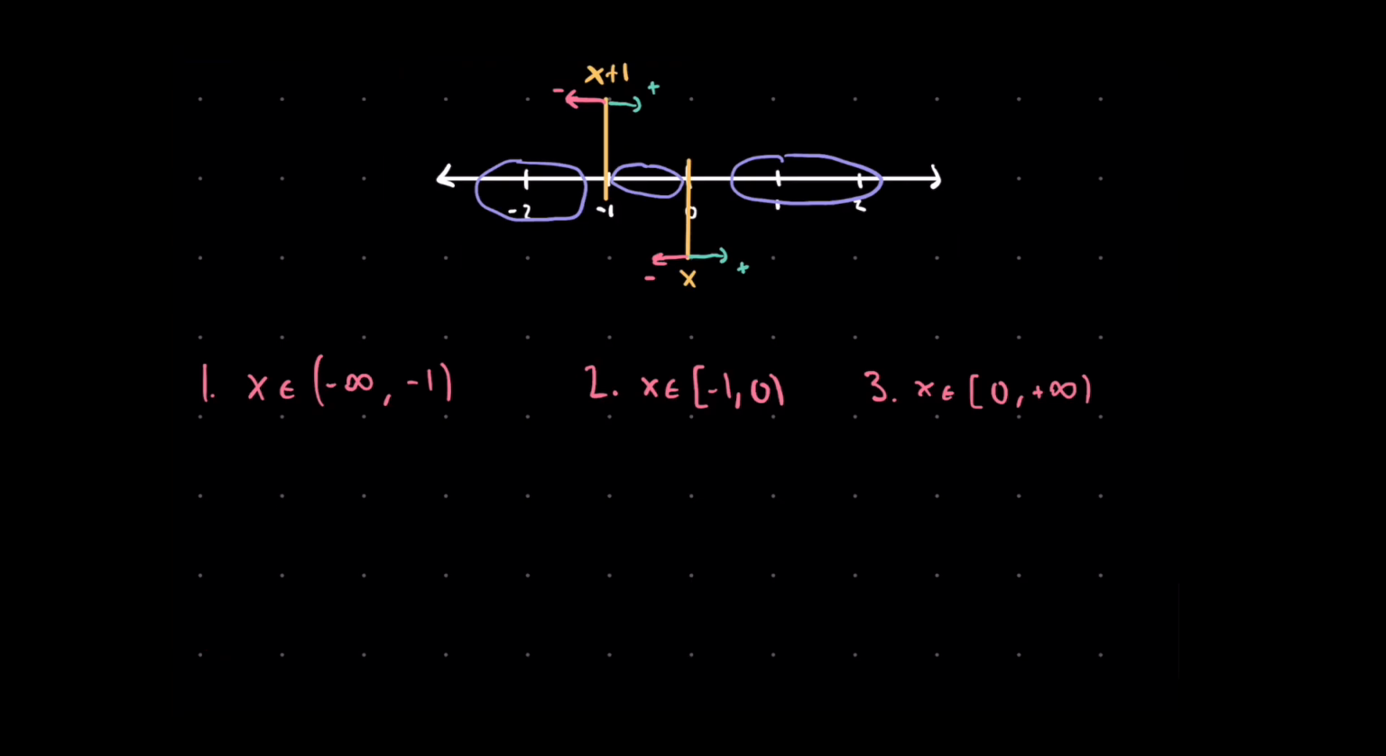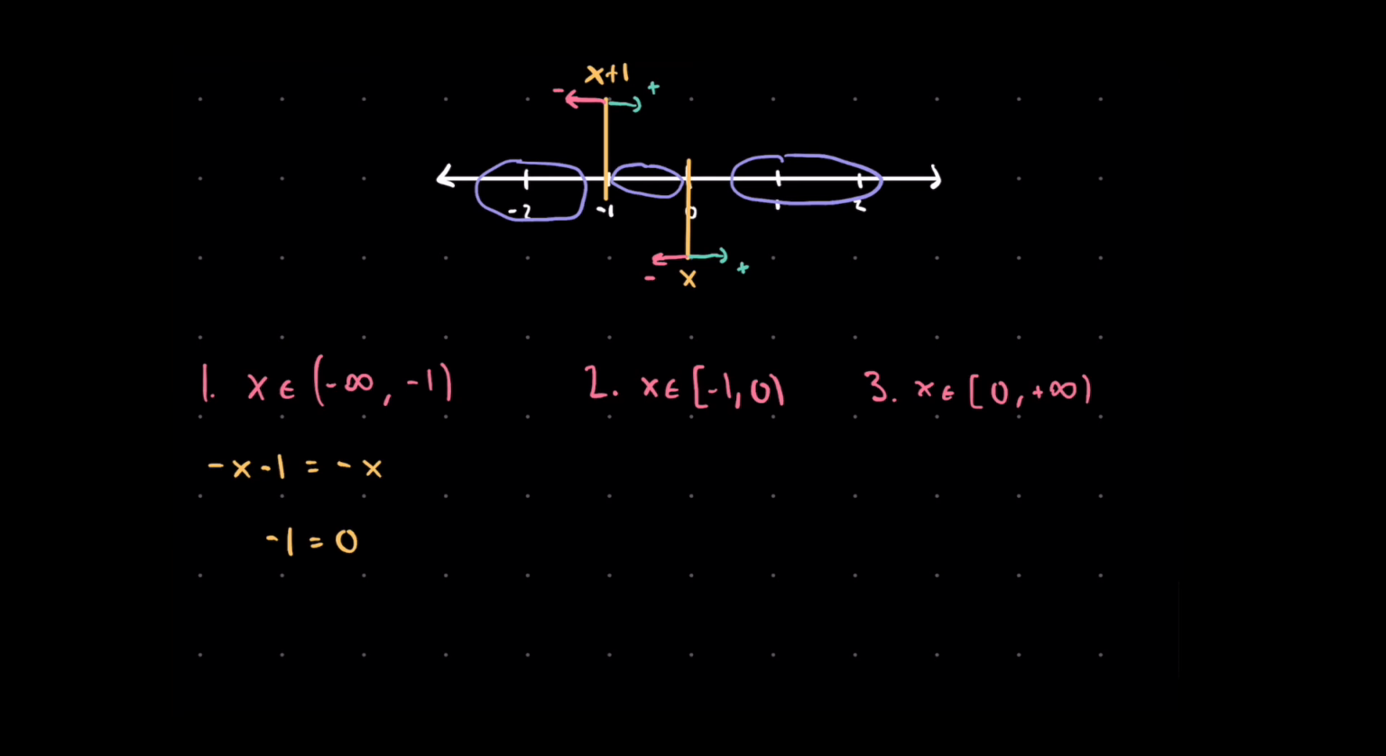So what we're going to have here is both x plus 1 and x are negative, so their absolute values will output minus x minus 1 is equal to minus x. Rearranging, we get minus 1 is equal to 0. And hopefully everyone can see that this is impossible.